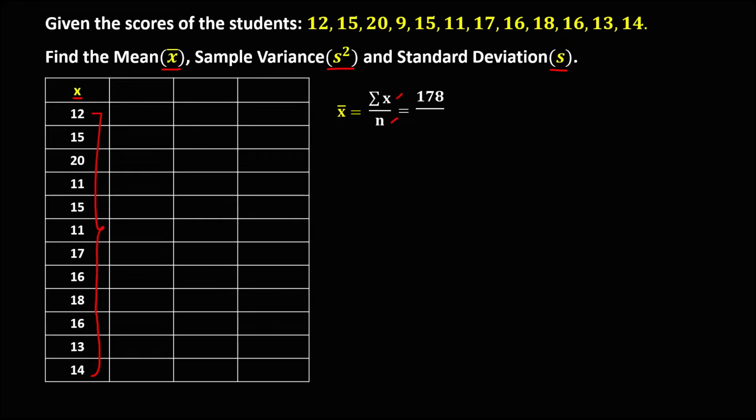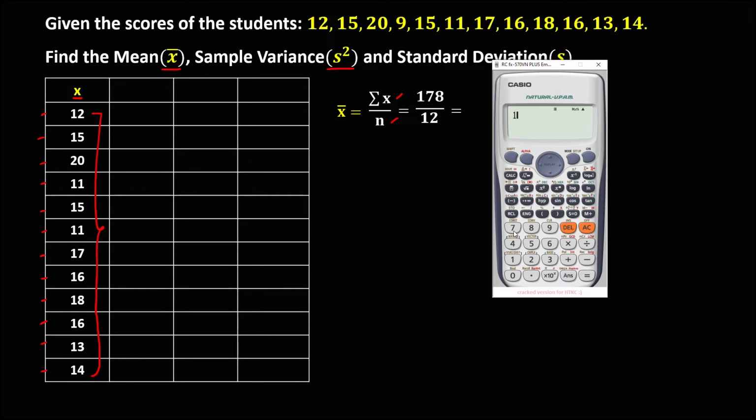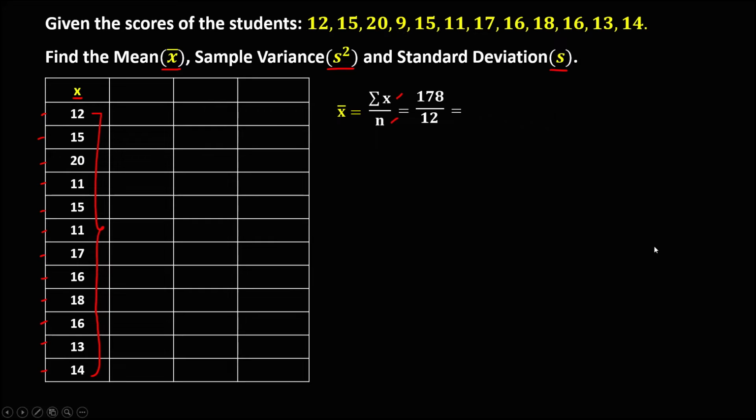Then for the sample size, since we have 1, 2, 3, 4, 5, 6, 7, 8, 9, 10, 11, 12 samples, the sample size is equal to 12. Then to find the sample mean, that's 178 divided by 12, so the sample mean is 14.83.